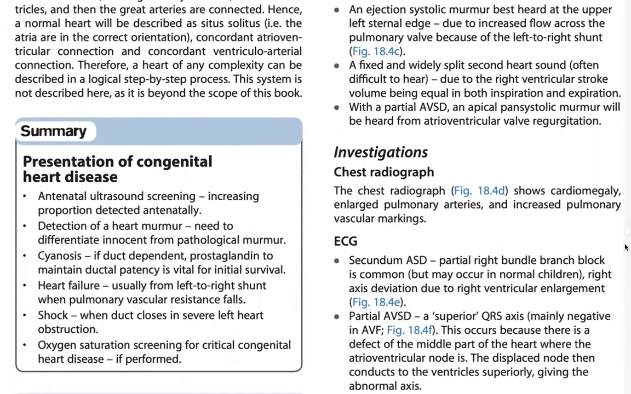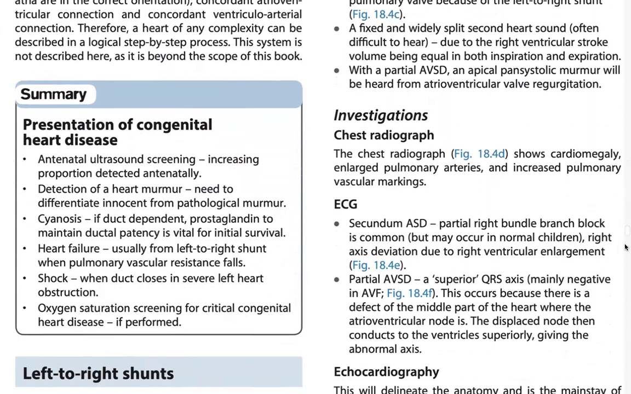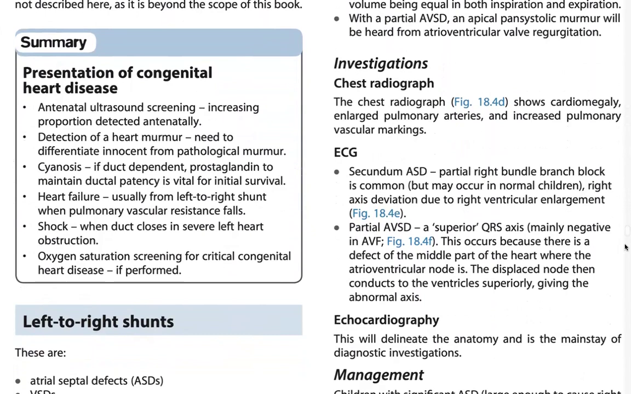The chest X-ray shows cardiomegaly in the left ventricle with increased pulmonary vascular markings. ECG: in secundum ASD, partial valve, there is right axis deviation due to right ventricular enlargement. In partial AVSD, there is severe left axis deviation, mainly in the local area, and this occurs because of the site in the middle part of the heart where the AV node is. The displaced node conducts to the ventricle superiorly, giving an abnormal axis.